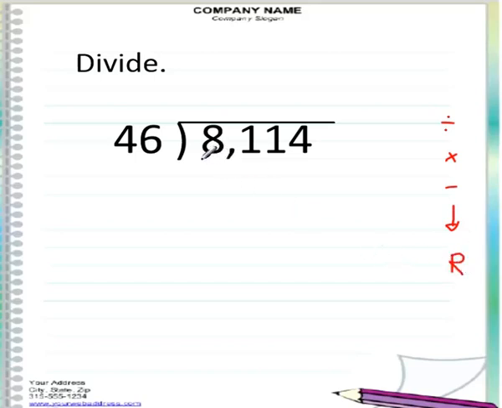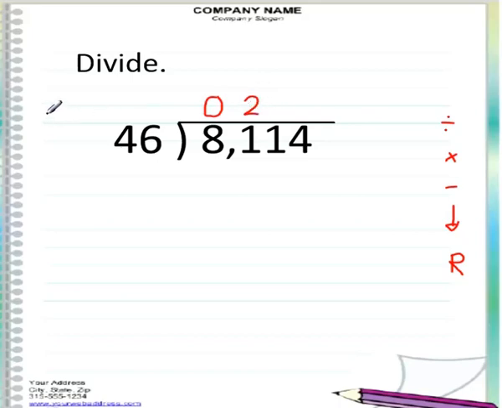Now, always start from the greatest digit. 8 divided by 46 equals 0. We can't divide because 8 is less than 46. So I will take 81. 81 divided by 46. Let's try maybe 2.